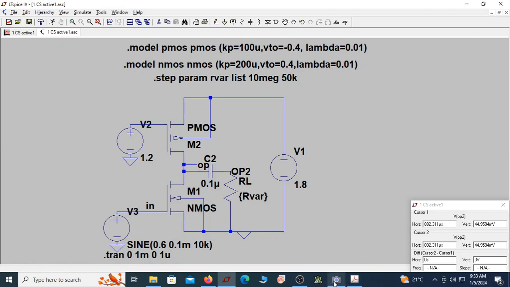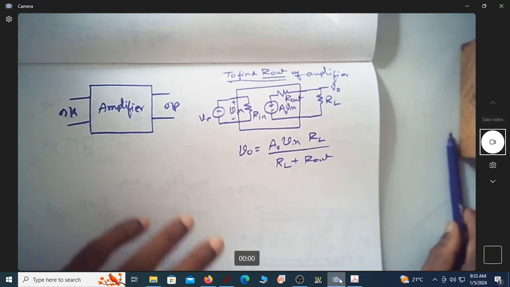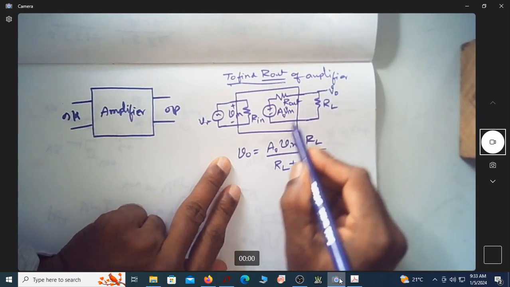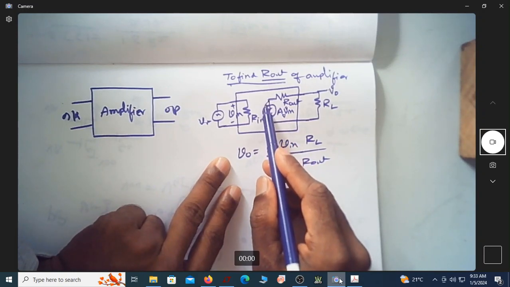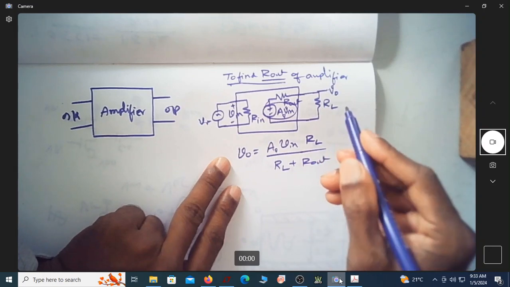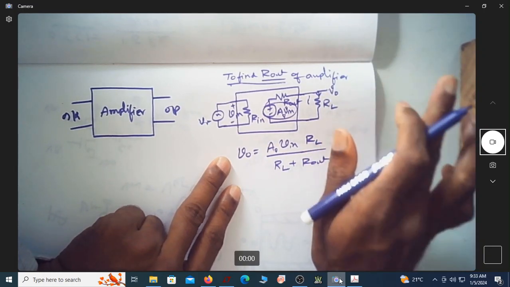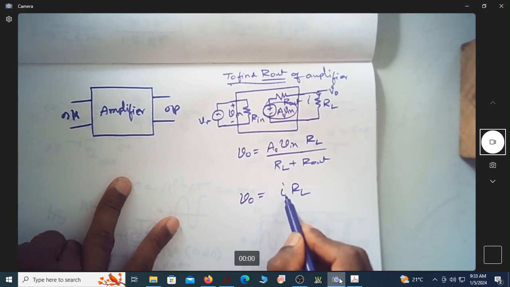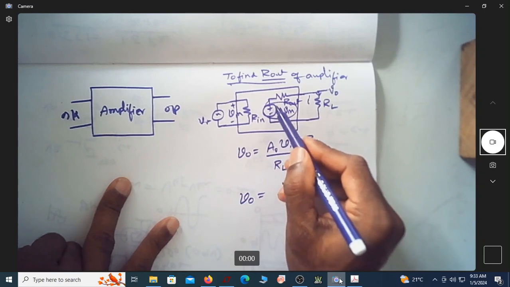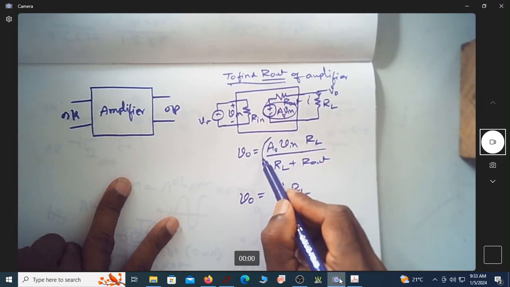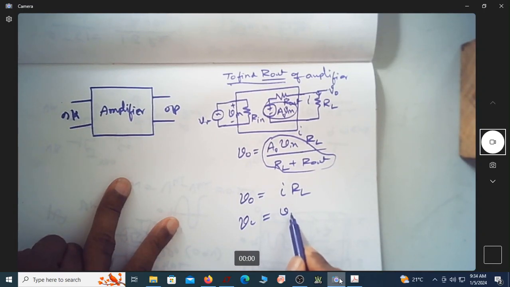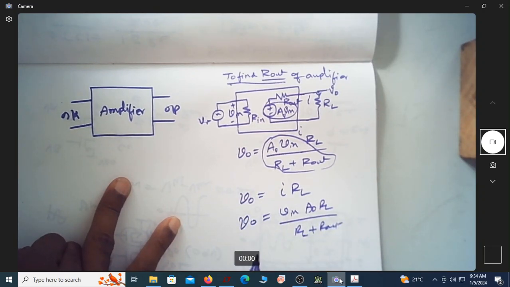Let us discuss how we do that. This is my amplifier. I am applying some input voltage. Let me work out what the output voltage is here. This output voltage can be given as A0 into Vin, multiplied by RL. This is actually the current flowing through RL, into RL, which is your V0. V0 is equal to I into RL. But what is I here? This I is the current flowing through this, which is this voltage divided by the sum of resistances, exactly this. So I can replace this I by Vin into A0 RL by RL plus R out, which is my entire V0.